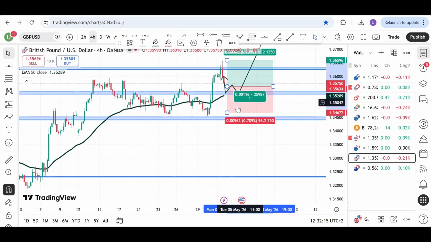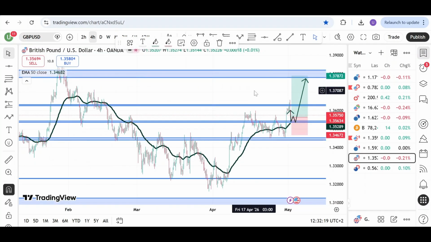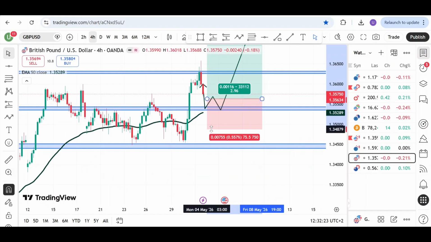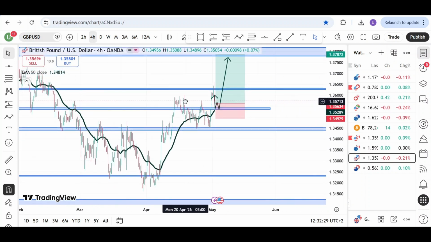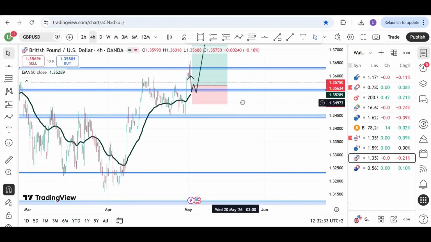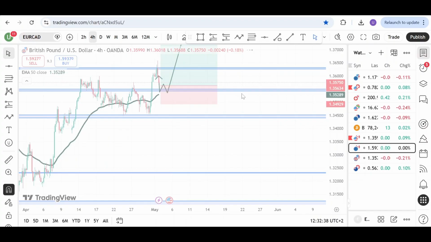We put our stop loss here at 90 pips, and we targeted this zone here, but in order to capitalize on the 3RR, we reduce and use 70 pips like this. This is GBP USD. What's the next pair? Let's see the next pair, Euro Cad.